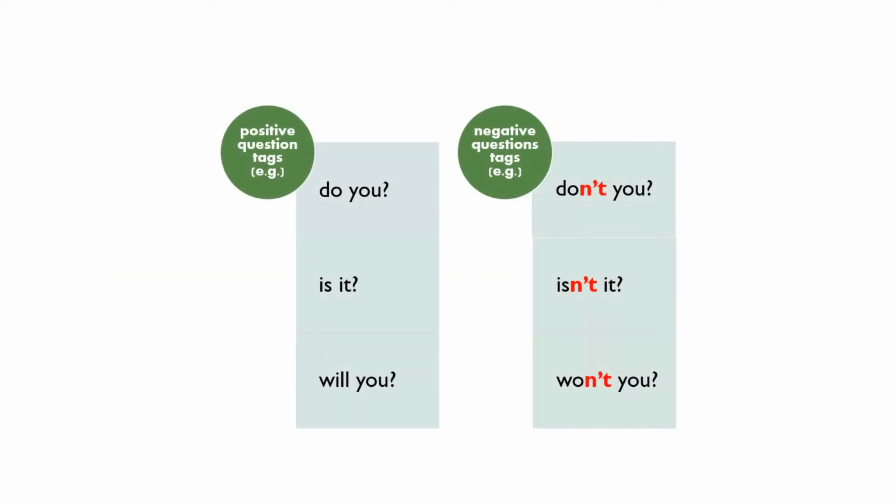There are two types of question tags: the positive question tags and negative question tags. For positive question tags, we have the auxiliary or modal verb plus the pronoun. And for negative question tags, we need to use the negative form of the auxiliary or the modal verb. For example, we have "don't you," "isn't it," and "won't you."